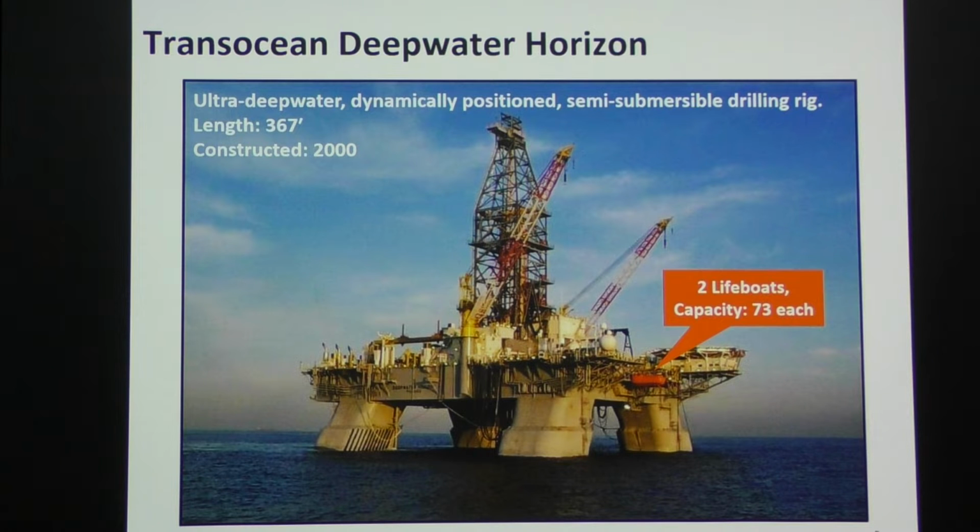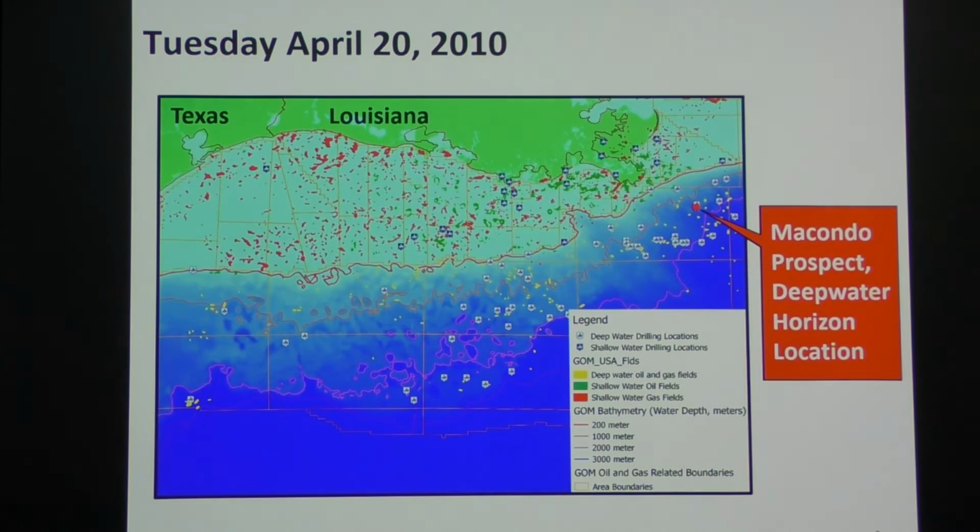For scale, this rig has had 2 lifeboats. This orange pod is a lifeboat, and each of those have the capacity to hold 73 people. So it is an enormous structure, 367 feet long.